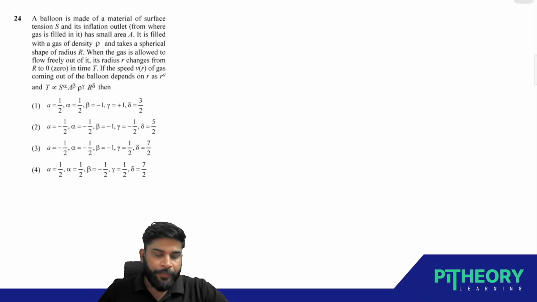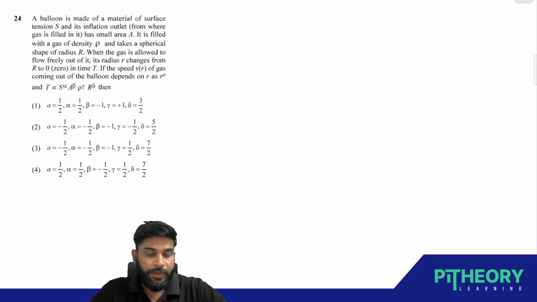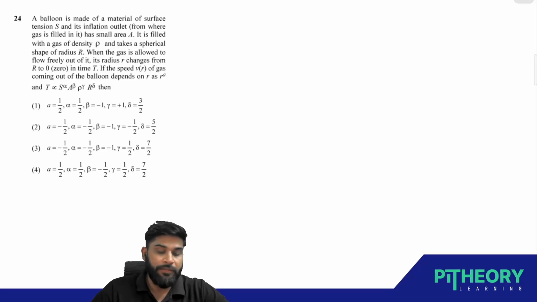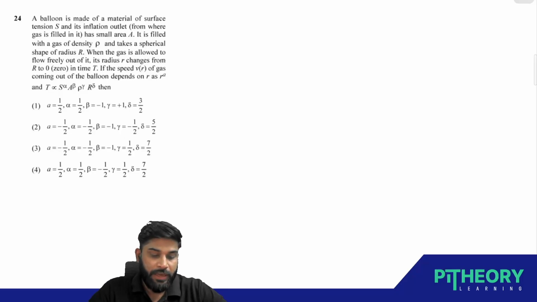Question number 24. A balloon is made up of a material of surface tension S and its inflation outlet from where gas is filled in it has its area A. It is filled with a gas of density rho and takes a spherical shape of radius capital R. When the gas is allowed to flow freely out of it, its radius r changes from R to 0 in time capital T. If the speed v of a gas coming out of the balloon depends on r as r to the power a, then T squared is proportional to S to the power alpha, A to the power beta, rho to the power gamma, and R to the power delta. Then what are the values of a, alpha, beta, gamma, and delta is what we need to find here.